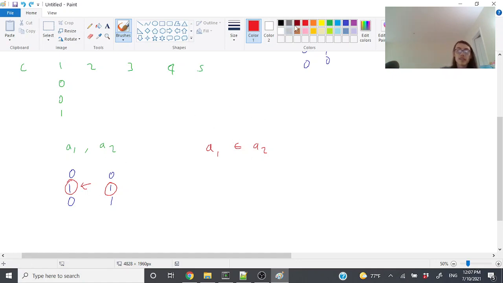Every bit A1 has, A2 also has. For example, in this case, this 1 doesn't matter because this is a 0, so this can be either 1 or 0. All that matters is that every bit A1 has, A2 has to have. So this would not be a submask because A1 has this bit, but A2 doesn't. And this is a submask because the property is true.